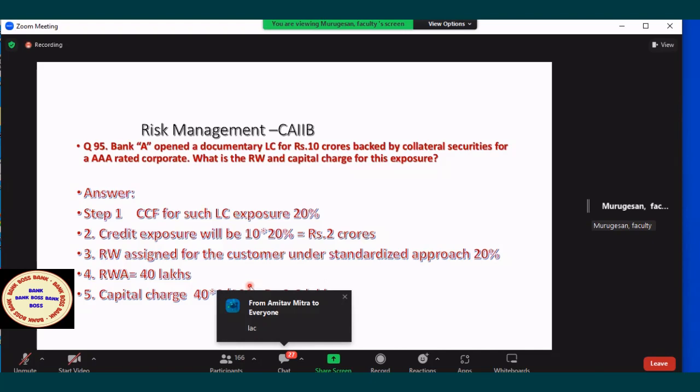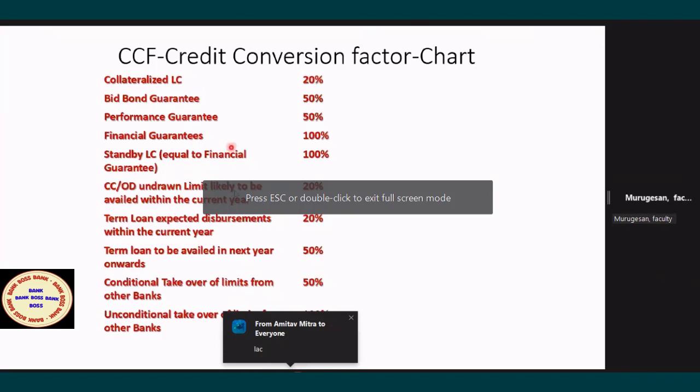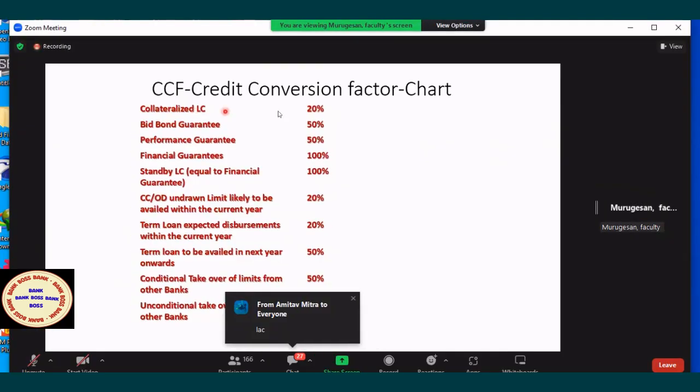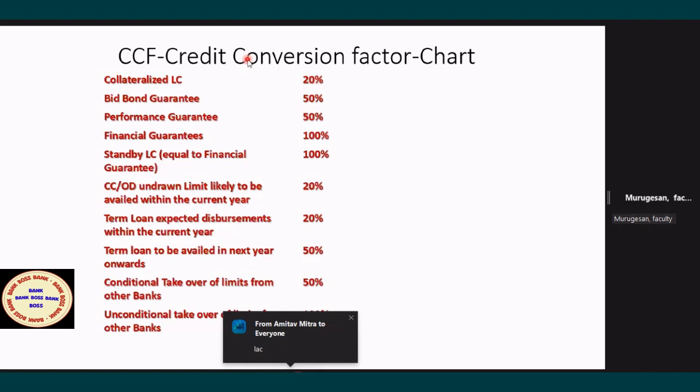Simple question only they will ask. The credit conversion factor I am giving right now. Collateral LC we have discussed, but anyhow for you to easily remember, collateralized LC 20%. CCF is not risk weight. Performance guarantee 50. Financial guarantee 100. All other standby LC also 100. CC/OD likely to withdraw in the current year 20. Term loan disbursal during the current year 20.